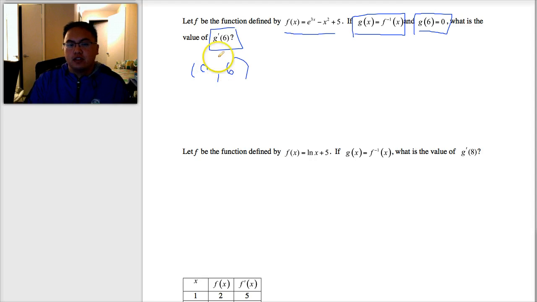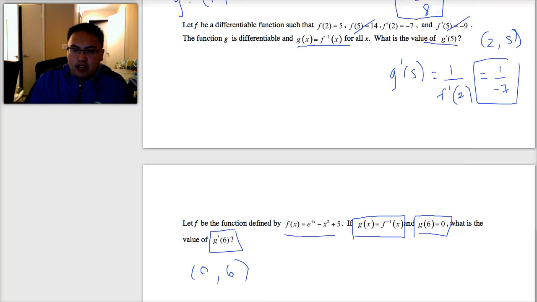Like so. Remember, I got b because it wants g prime of 6, so that must be b. And I got a because, since these are inverses, this must be b and this must be a. In the previous problem, when I had f, this was a and this was b. In other words, this is b and this is a, because they're inverses. Okay.